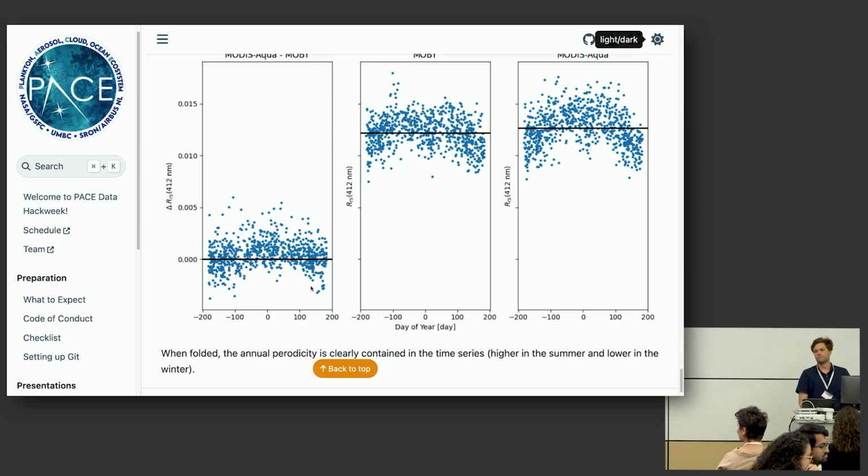Yeah, really. It's probably in the paper, but what is responsible for the bias between MODIS and MOBI in, like, the summer, let's say?